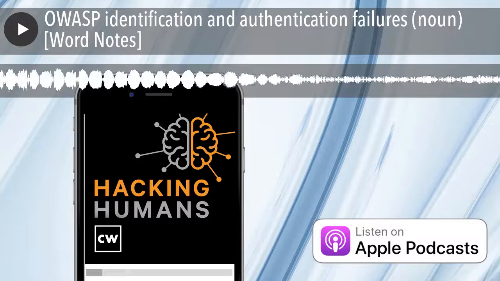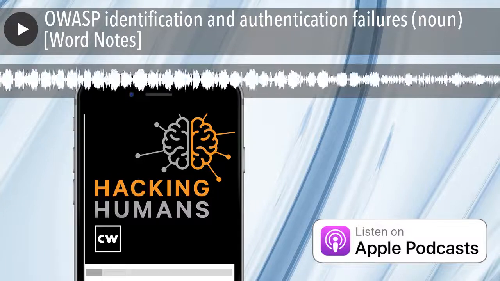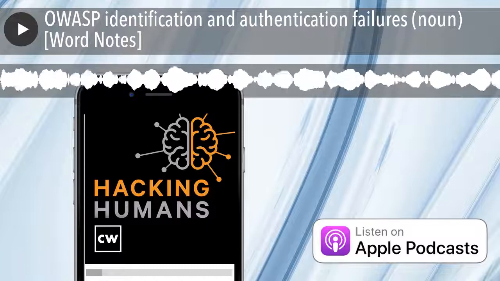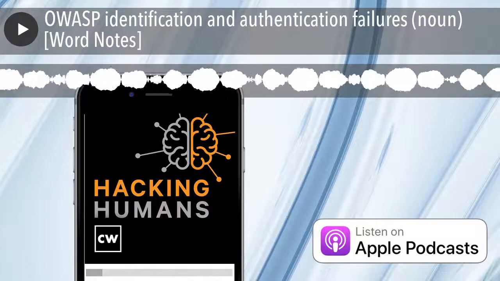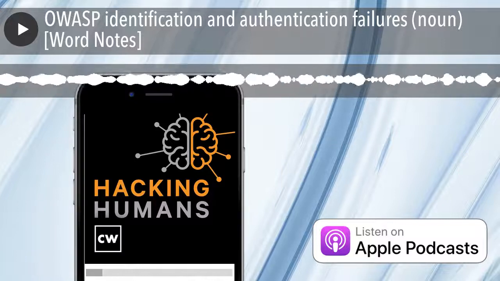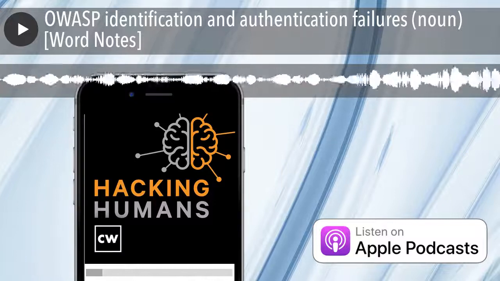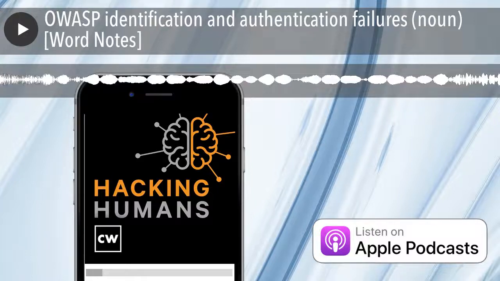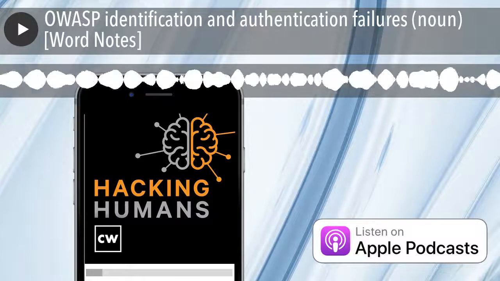Definition: ineffectual confirmation of a user's identity or authentication in session management. Example sentence: most identification and authentication failures occur due to the continued use of passwords as the sole identity factor.